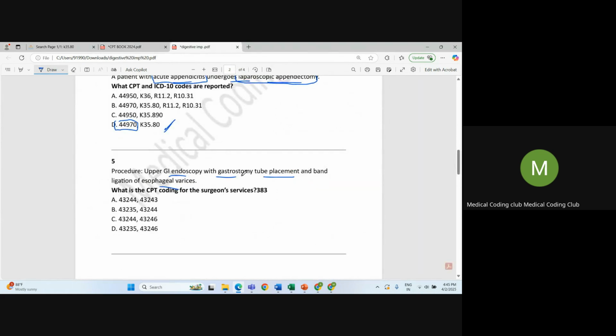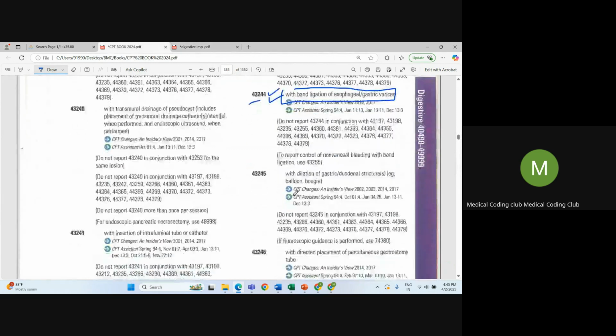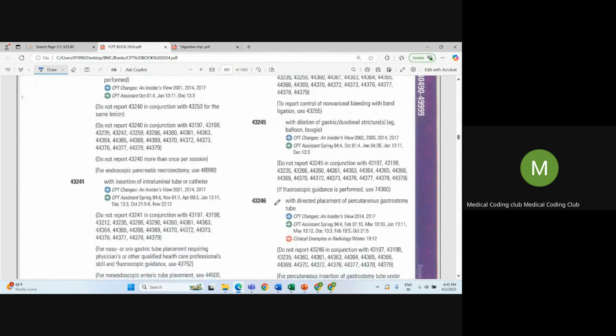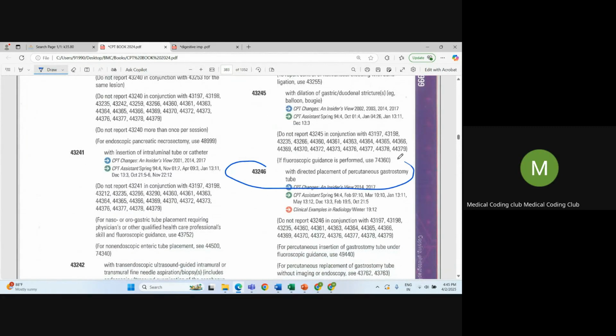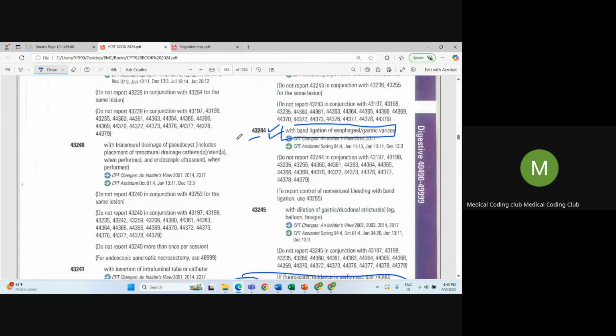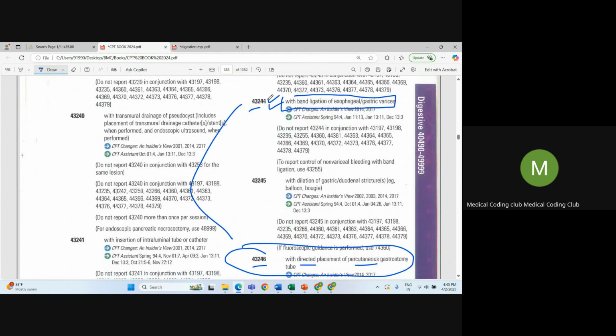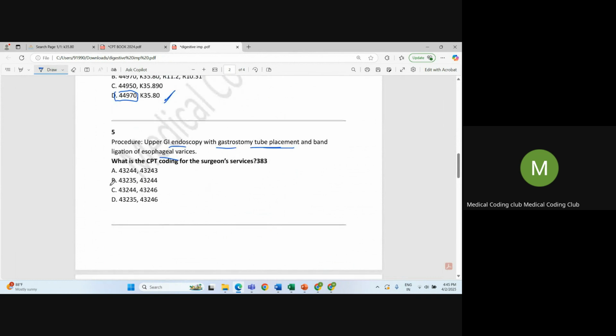Along with that, we have one more procedure, that is gastrostomy tube placement. So 43244 and 43246 with direct placement of percutaneous gastrostomy tube. So you have to code these two codes, 43244 and 43246. So the correct answer is option C, 43244 and 43246.